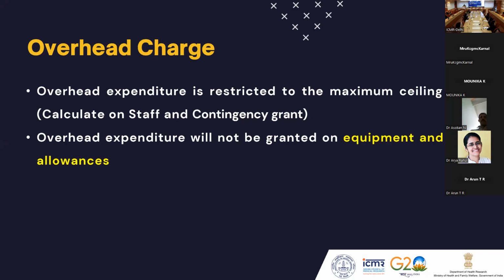So when you are calculating overhead charge for your institute, there are four heads: staff, contingency, equipment, and travel allowance. You take only the first two, staff and contingency. Whatever the amount for equipment and allowances, that will not be part of the overhead charge. So 3% is not for your whole project, but 3% of the staff and contingency grant only. That is applicable for the overhead charge.